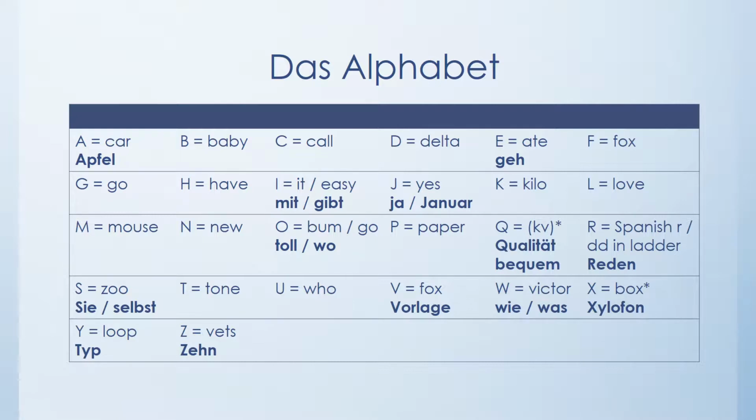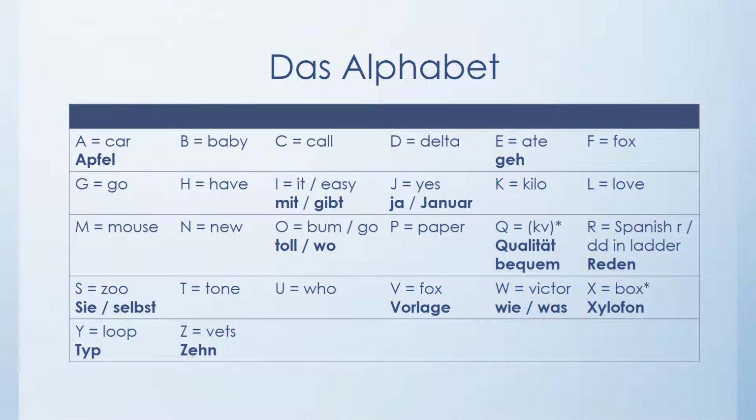First letter, A, same A as in car, and then the German word with that same sound is Apfel. B is in baby, it's the same. C, hard C is in call. D, like delta. E is a little bit different. We say E, they say E. And it's almost like the Canadian A, pronounced like eight, the A in eight.